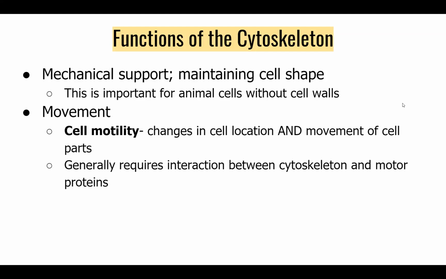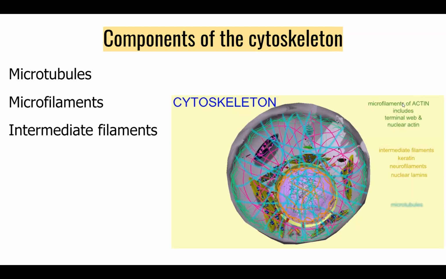And that word cell motility, you hear that word motility, it's not just the cell moving around physically, it is also how well the components of the cell can move inside of it. There are three big types, or three major components of our cytoskeleton. There are microtubules, microfilaments, and intermediate filaments.